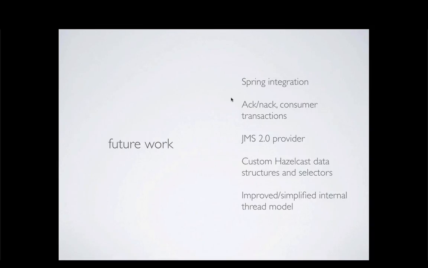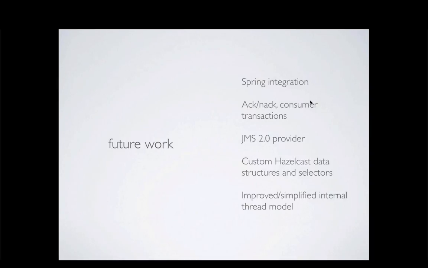I am interested in exploring some of what's coming out with Hazelcast 3.3, such as the custom data structures that you can build on top of the core replication and networking, and looking at whether that would work well for implementing selector support, or just faster, more specialized data structures for messaging aside from just the current queue and topic.